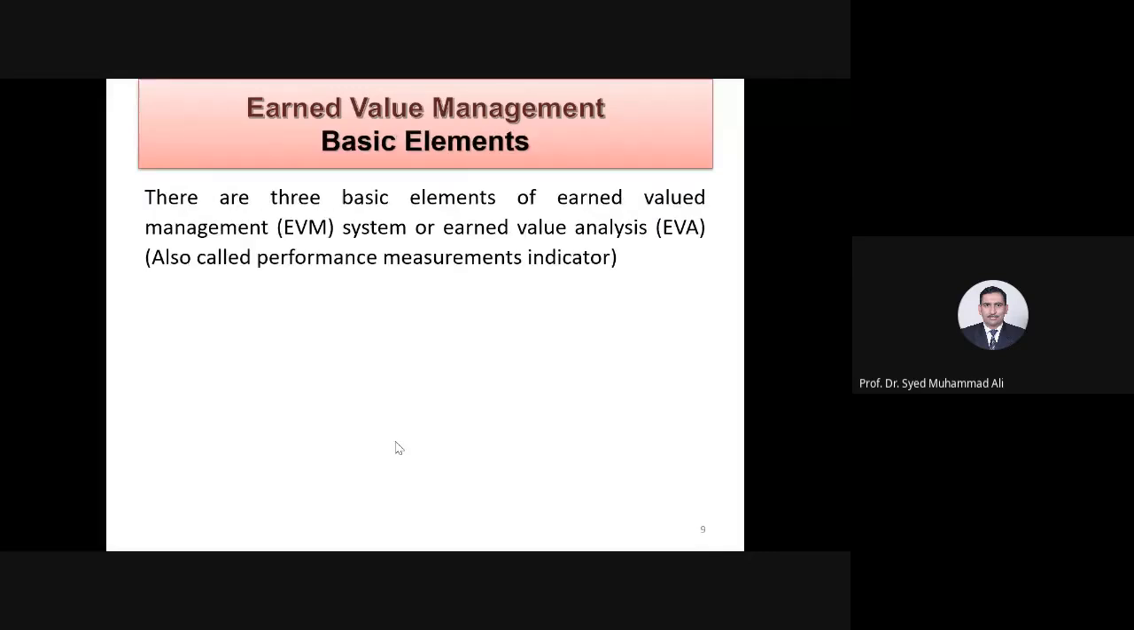So there are three basic elements of the earned value management system or earned value analysis, EVM or EVA. EVA means earned value analysis, also called performance measurement indicators. One is called planned value. Please remember now, don't forget this. Planned value.